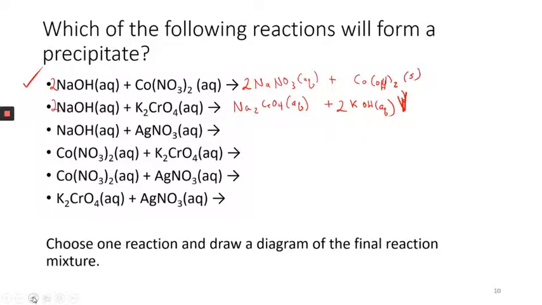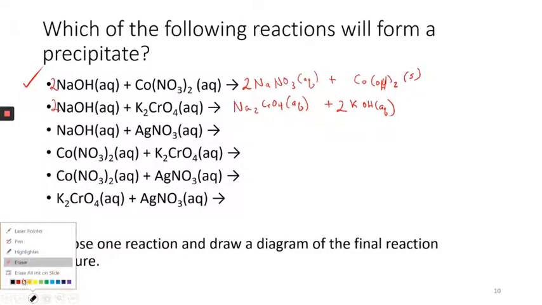Pen is acting weird. So there are no precipitates in that case. Let's look at the next one.